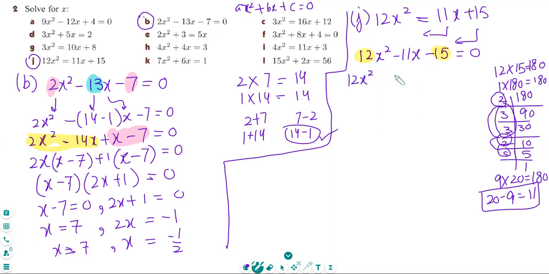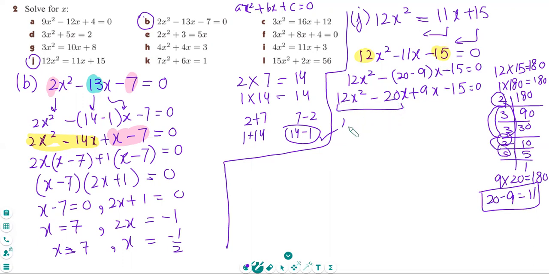So 12x squared as it is, and this 11 will be replaced with 20 minus 9, right? And this x as it is, minus 15 is equal to 0. Now expanding it, 12x squared minus 20x plus 9x. Sorry, it was 20x. Minus into minus plus 9x minus 15 is equal to 0, right? Okay, taking common in the first two terms, 12x squared and minus 20x. So obviously 4x will be common. The highest common factor should be chosen, right? Taken as common. So the leftover will be 3x minus 5.